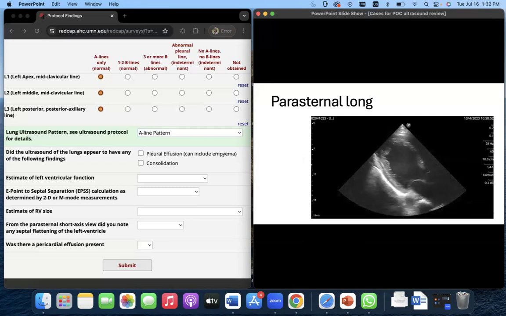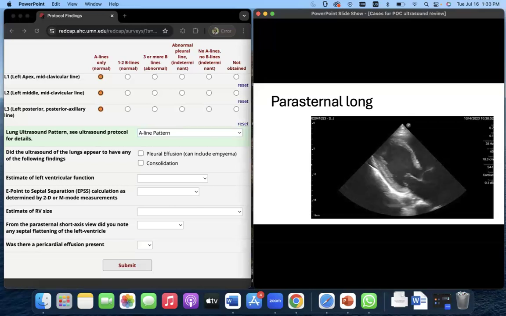Starting with the parasternal long axis, that's the most common, first, and easiest view to obtain. I can tell from the ultrasounds that have been submitted by everybody that they're getting good parasternal long axis views. In this view, to help us estimate the ejection fraction, we can look at the movement of the anterior leaflet of the mitral valve.